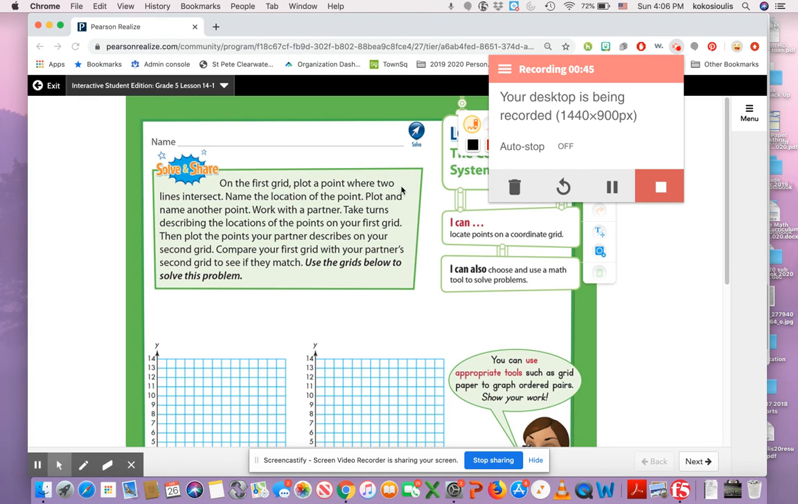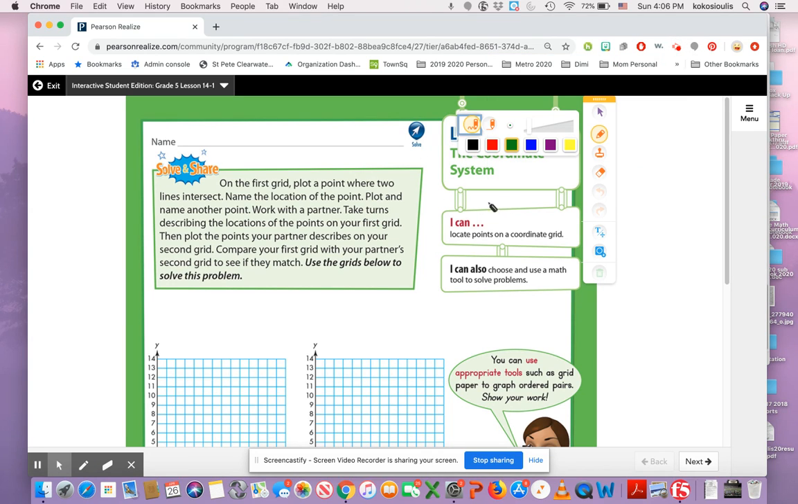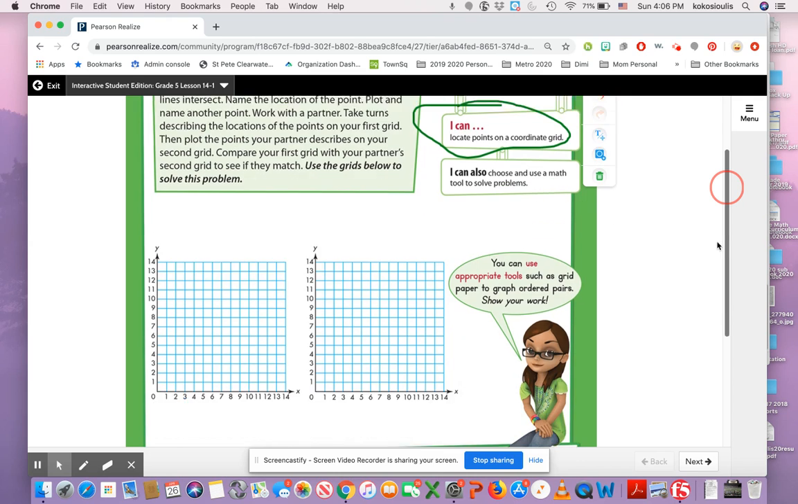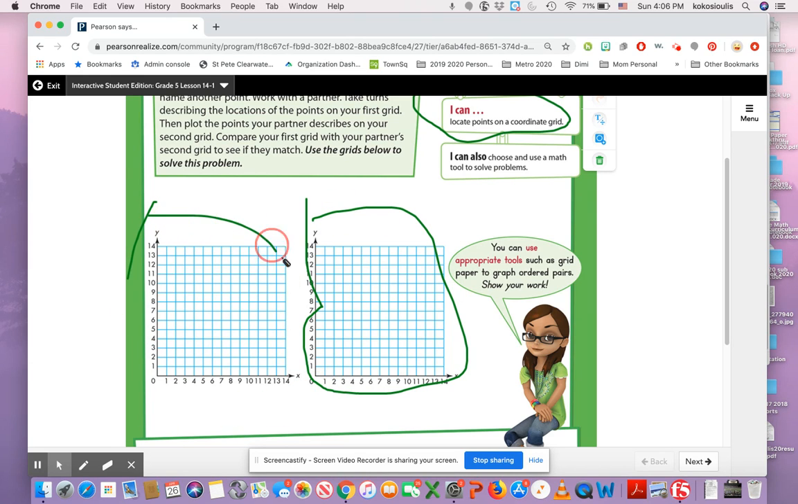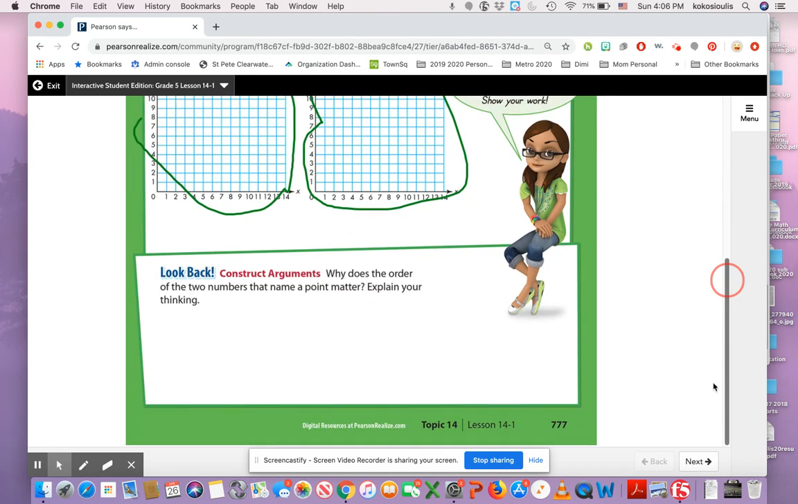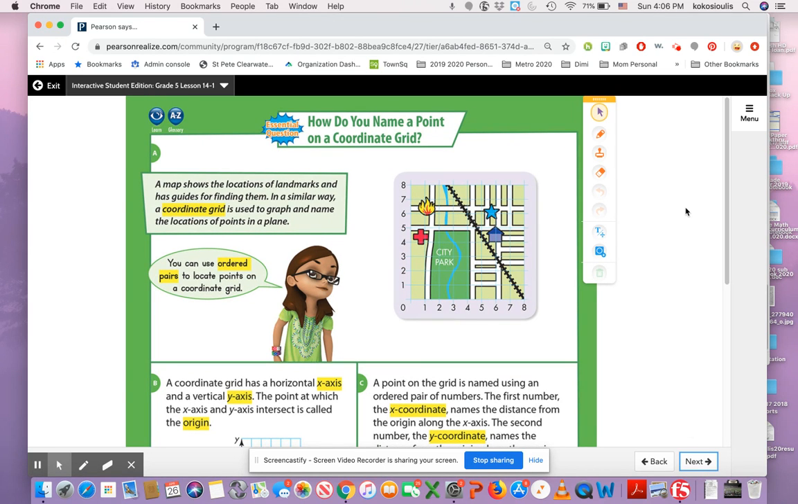Okay, what we're going to do today is map, or locate, points on a grid. Some of you may be wondering, what is a coordinate grid? Well, this right here is a coordinate grid. Anything that has an X and Y axis is a coordinate grid, so this right here is a coordinate grid too. We're going to go to page 778 right now, so go ahead and get out your book so you can follow along with this lesson.